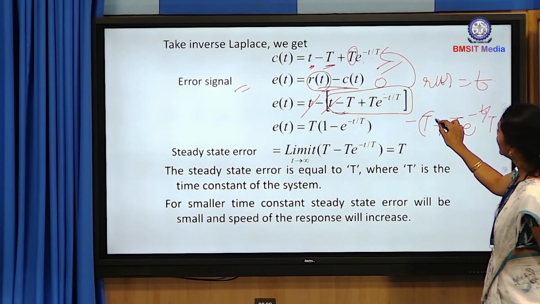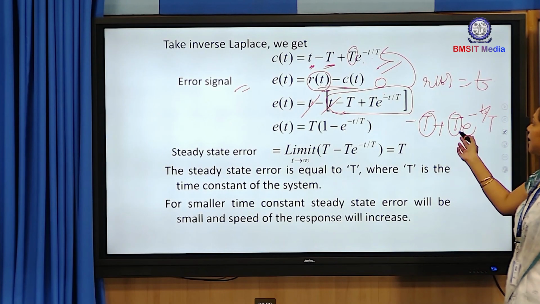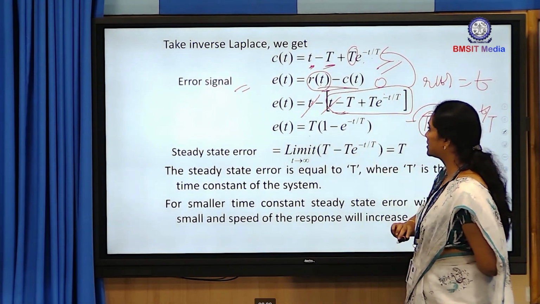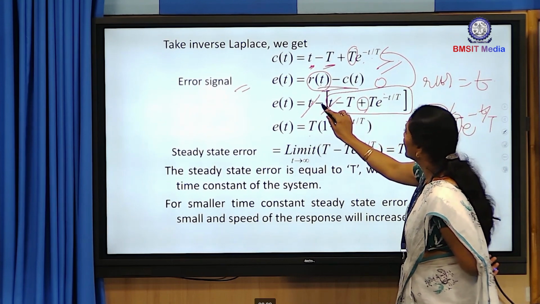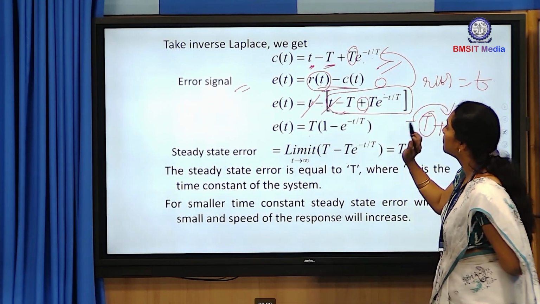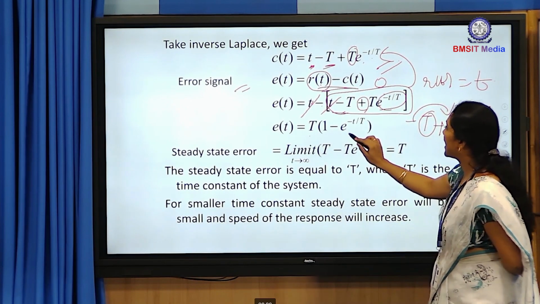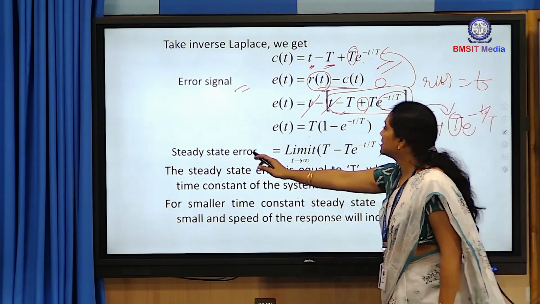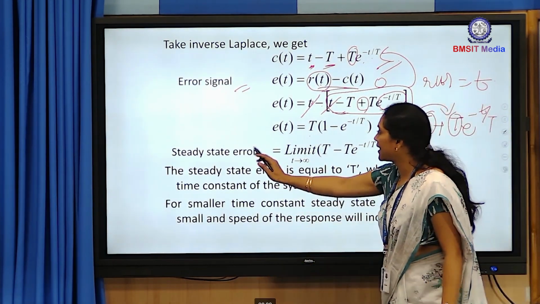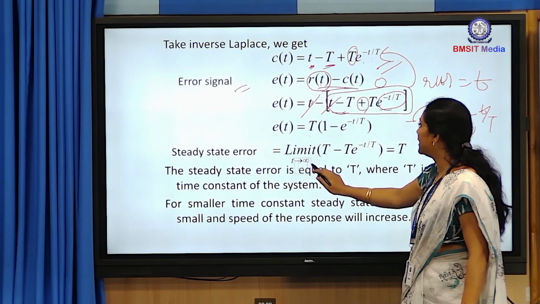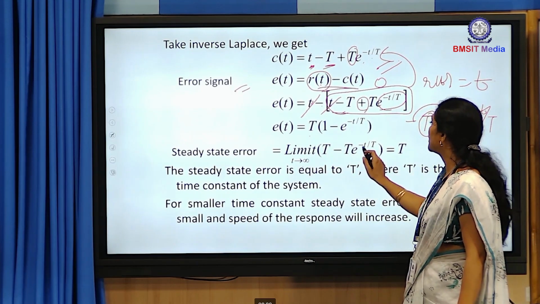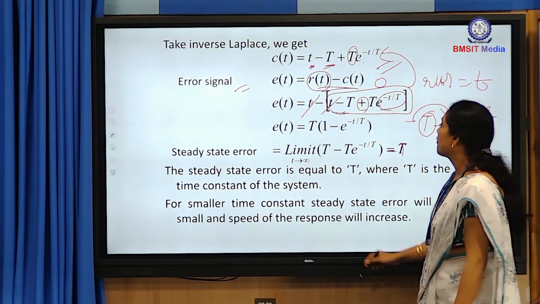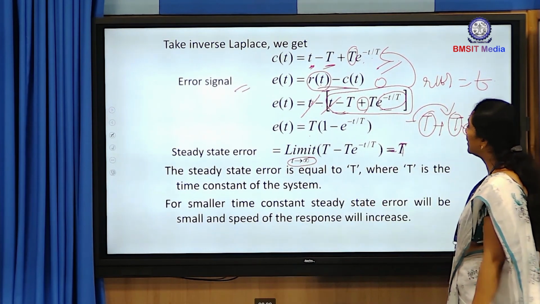Now can I take T as common here? I take T outside and shift the minus sign, but here there is a plus sign and a minus sign, so plus into minus becomes minus. This term I will write as it is, e to the power of minus t divided by T. Now, what is the steady state error here? The steady state error is the limit t tends to infinity of T minus T into e to the power of minus t divided by T, which is equivalent to capital T. Why? Because wherever this small t is there, I am tending it to infinity.